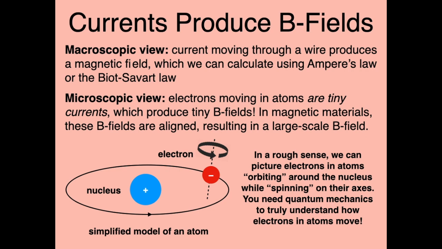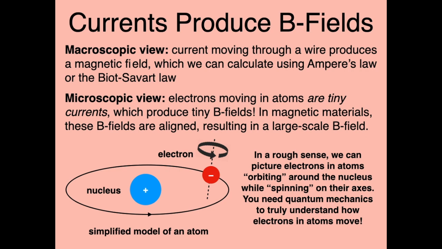How do electrons move inside of an atom? At the bottom of the screen, you see a simplified model of an atom where you have a nucleus with a positive charge and an electron with a negative charge moving around the nucleus. In a rough sense, you can think of the electron as orbiting the nucleus, kind of how a planet orbits the sun, and at the same time spinning on its own axis, kind of how the Earth spins on its axis as it orbits around the sun.